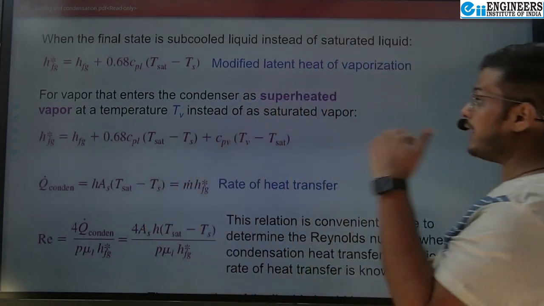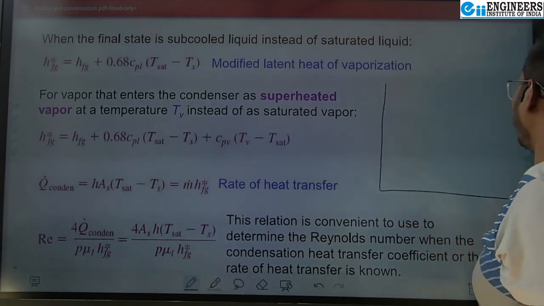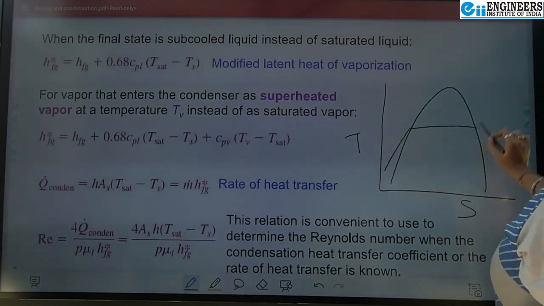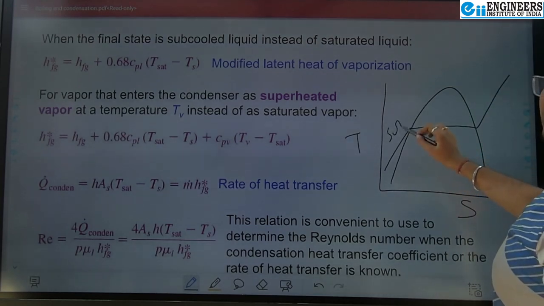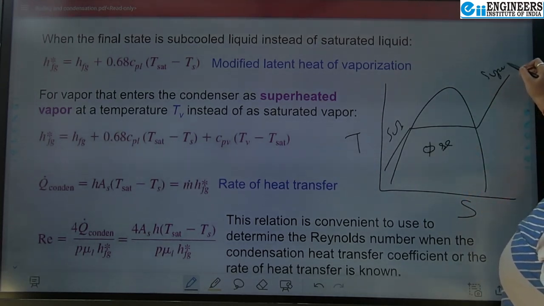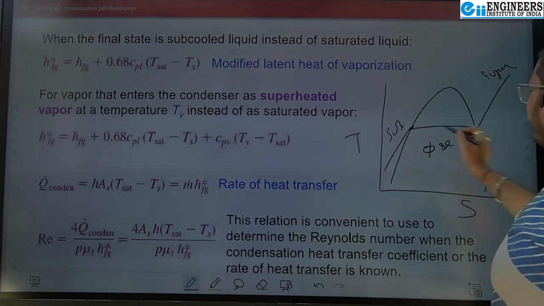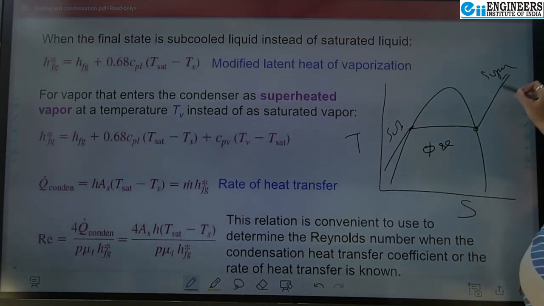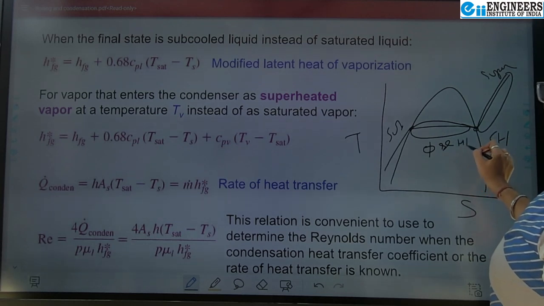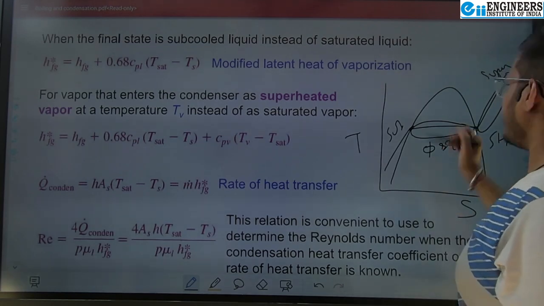Supposing the vapor that enters the condenser is a superheated vapor. If you look at the T-s diagram again, this is the dome, the constant pressure line, then this is the subcooled region, this is the phase change process, and this is the superheated region, with saturated liquid here and saturated vapor here. If the state is reducing from the superheated, then here there is a sensible heat loss, then here there is a latent heat loss, and then again sensible heat.